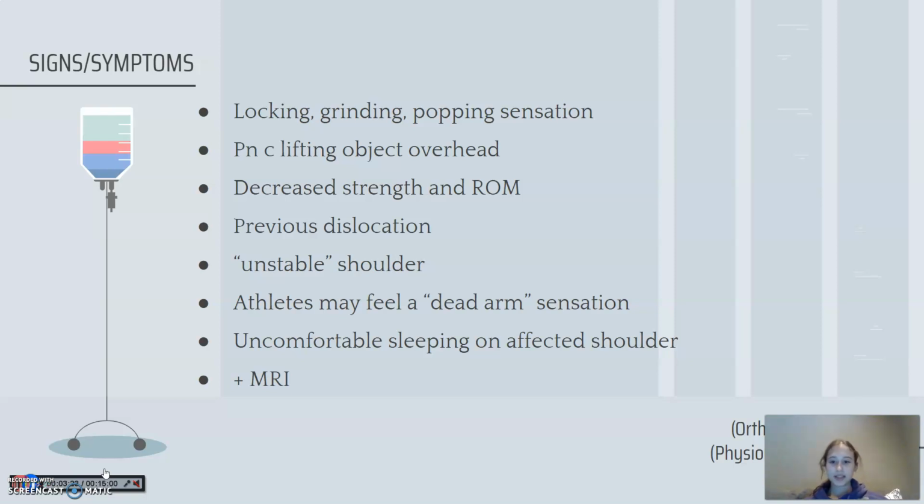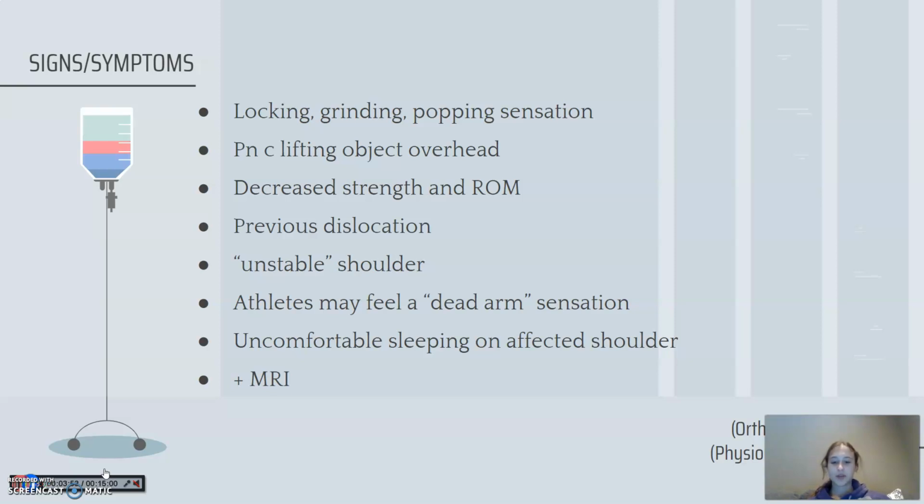A previous dislocation can also be a sign, because it happens a lot with dislocations. You're also going to have an unstable shoulder, and you might feel like the shoulder is going to pop out of the socket, because the labrum keeps it in the socket, so if that's not working correctly, it's going to feel kind of loose in there. You also may feel a dead arm sensation. This basically means that the nerve is affected. Their arm just doesn't feel right, like their shoulder doesn't feel right.